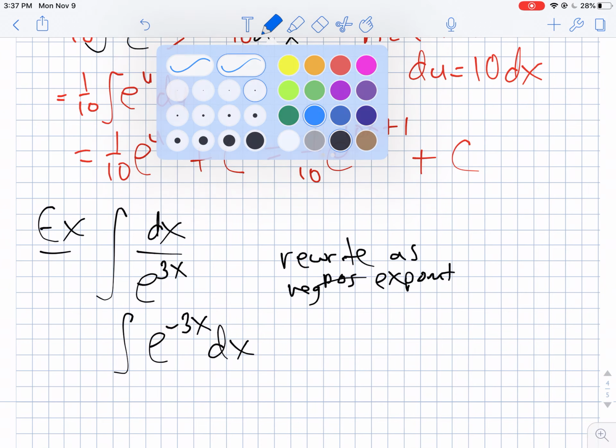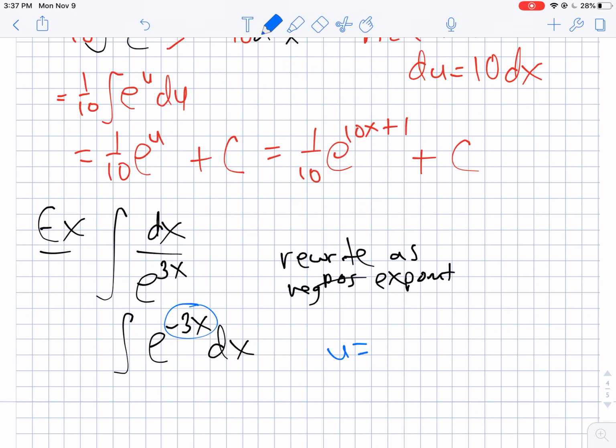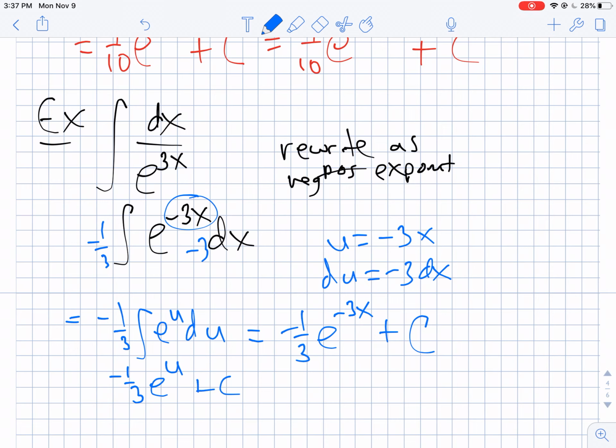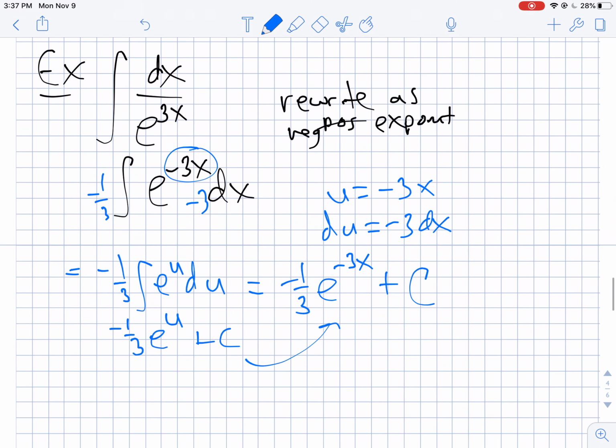And then you're like, oh yeah, cool, I have e to a power. So u equals negative 3x. So the derivative of that is just negative 3 dx. And then we're chilling, right? We put a negative 3 here. We balance the negative 1/3 in front. So then this just becomes negative 1/3 integral e to the u du, which is just negative 1/3 e to the u plus c, and then I plug back in for the u there, so negative 1/3 e to the negative 3x plus c. Okay. So that's how you do this type of problem.